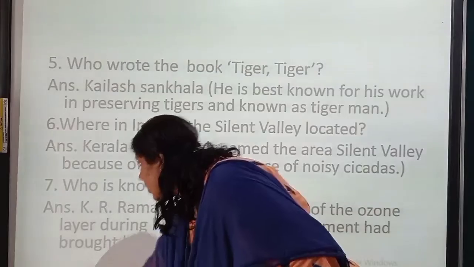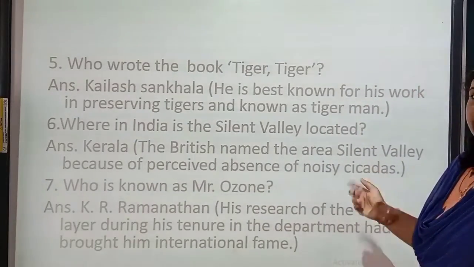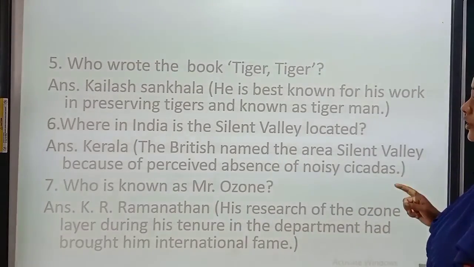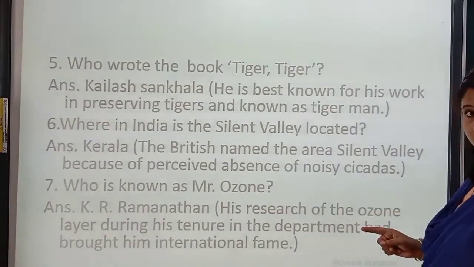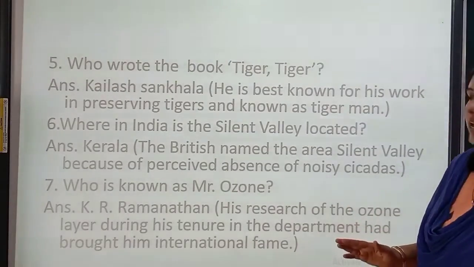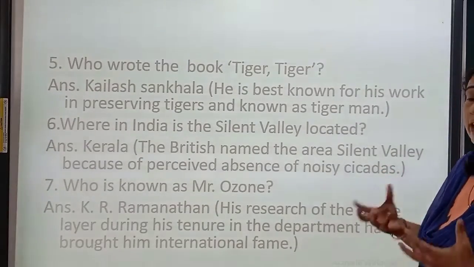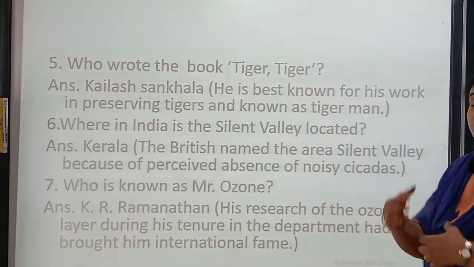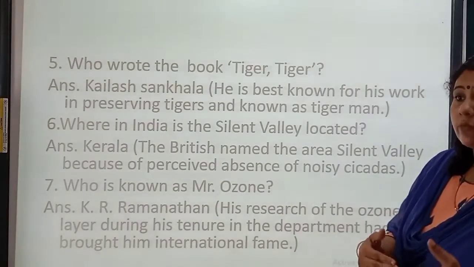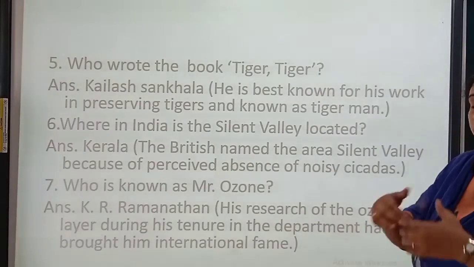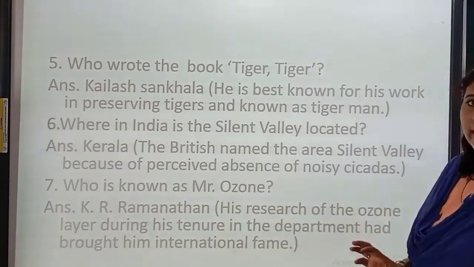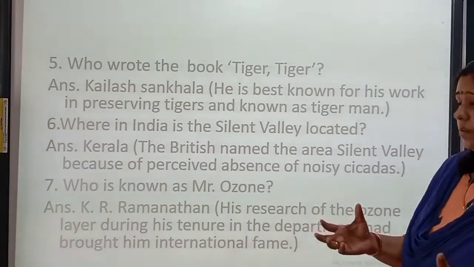Next, who wrote the book Tiger? Answer is Kailash Sankhala. He is best known for his work in preserving tigers and known as Tiger Man because he was so much interested in tigers, and that's why he wrote a book Tiger in which he has written about the various species of tiger, and about how to save the tiger. If you don't save the tiger, what are we going to face? It will disturb the full ecological balance. So all those things he has written, and that's why he is also known as Tiger Man.